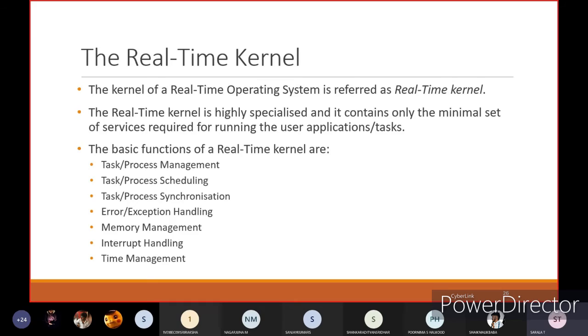Time management: as I told you, real-time is always dependent on time. If it has to be executed within 10 microseconds, then it should always execute within 10 microseconds only, or less than 10 microseconds, but it should not go beyond that. It may lead to disastrous destruction, loss of human life, loss of equipment, or loss of the whole industrial environment. For that reason, time management is also a critical thing in real-time operating systems.